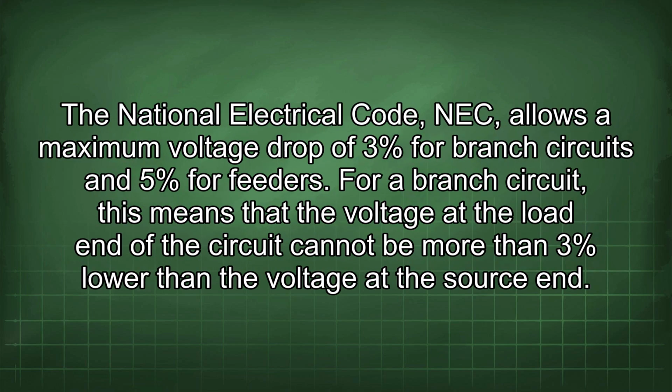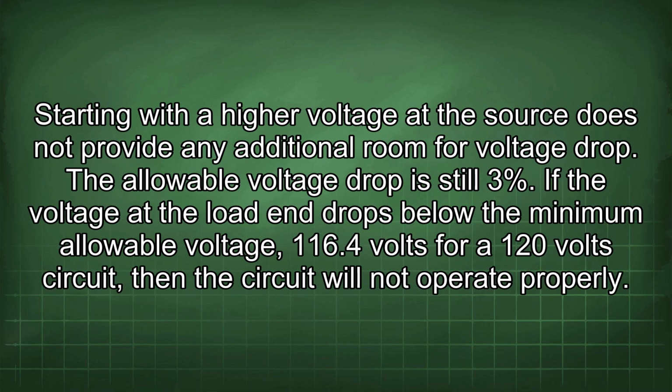The National Electrical Code, NEC, allows a maximum voltage drop of 3% for branch circuits and 5% for feeders. For a branch circuit, this means that the voltage at the load end of the circuit cannot be more than 3% lower than the voltage at the source end. Starting with a higher voltage at the source does not provide any additional room for voltage drop. The allowable voltage drop is still 3%.